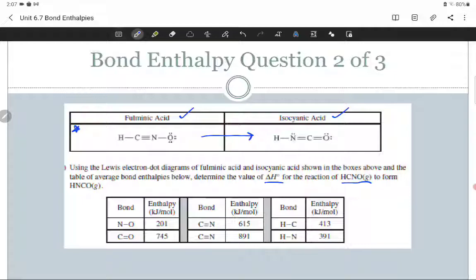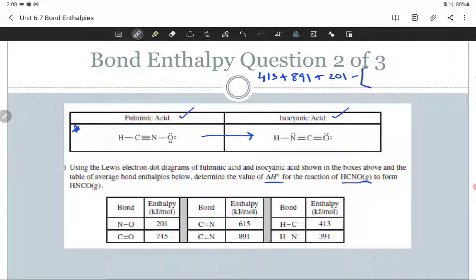There's no bonds that are identical on both sides of the arrow, so we can't cross anything out. You just now have to add everything up. So we have an H to C. So I'm going to write it up top here. We got 413. We have a C triple bond N. That's 891. We have an N to an O. That's 201. So those are all positive values.